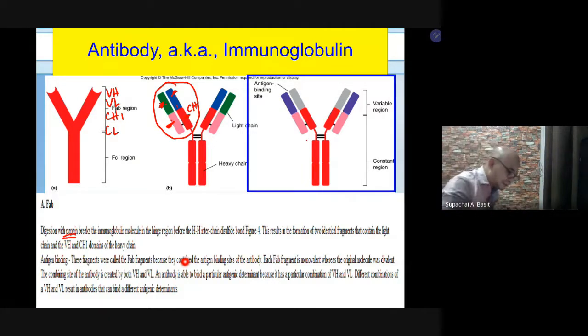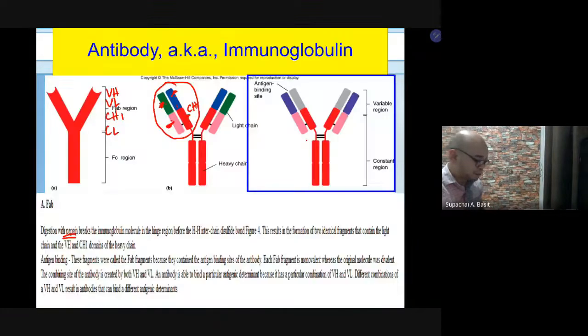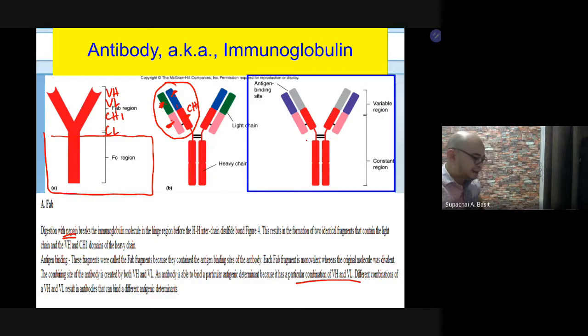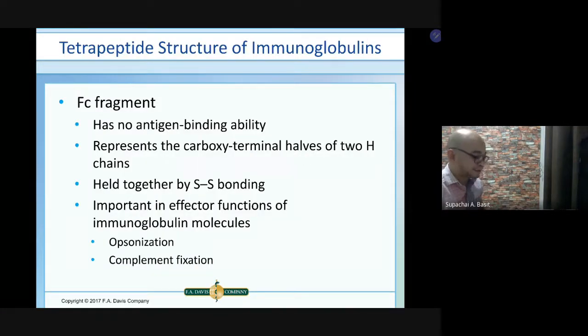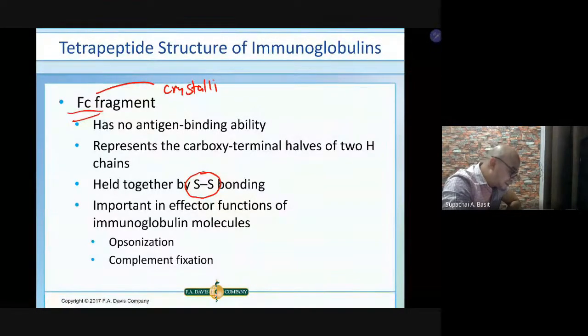The fragment crystalline, on the other hand, has no antigen binding ability. So where's the fragment crystalline? Here is the fragment crystalline. So fragment crystalline has no antigen binding ability. It represents the carboxyl terminal halves of two heavy chains. And the fragment crystalline is also being held together by the disulfide bond. The reason why we call it fragment crystalline is because this is the one that crystallizes upon purification.